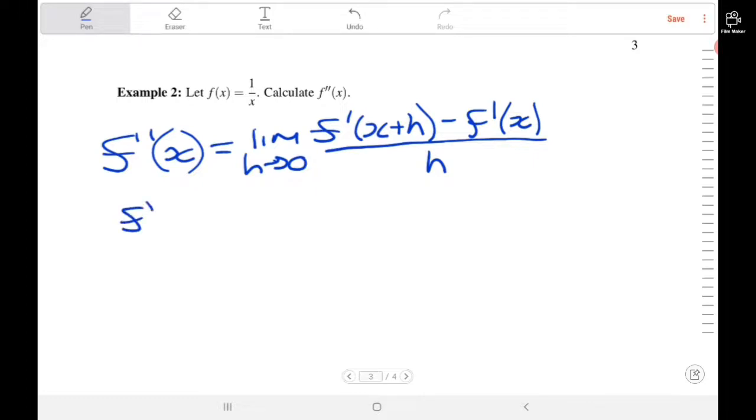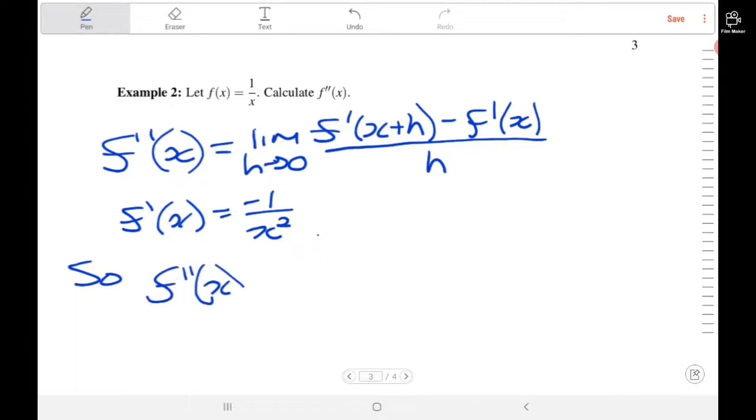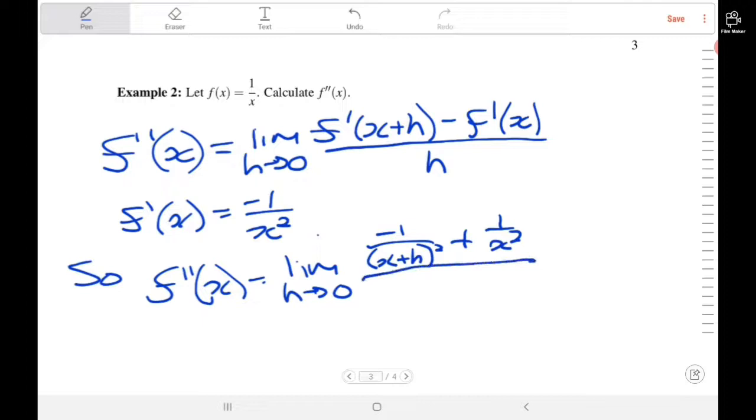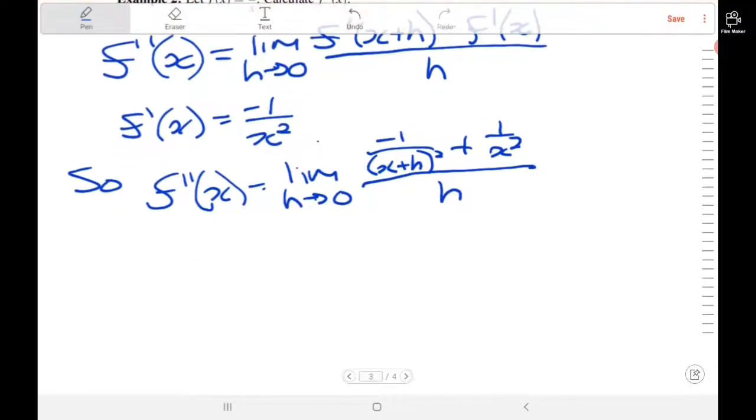Now, if you recall, we just calculated the first derivative of this function. It was negative 1 divided by x squared. And we can use that when we calculate the second derivative. So we'll evaluate this function at x plus h. So we'll get negative 1 divided by x plus h squared. Subtract the derivative evaluated at x, so negative 1 divided by x squared. And this is all divided by h.